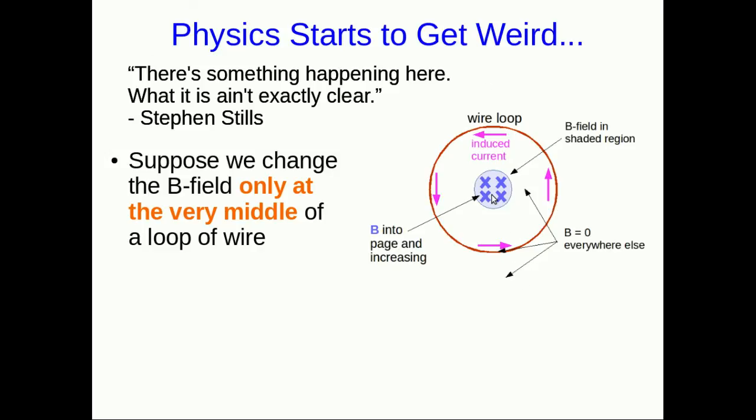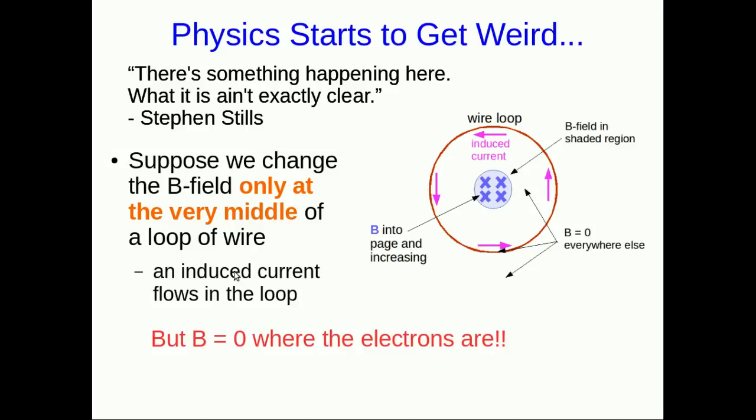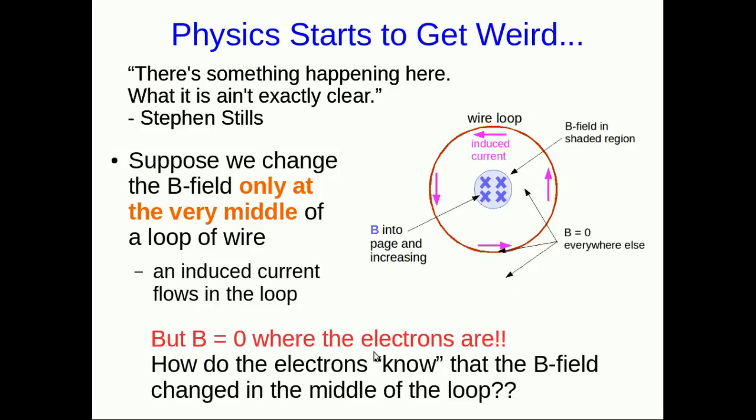Okay, except think about that. That B field is only in here. B is 0 out here at where the loop is, which is where the electrons are. How the heck do the electrons know that the B field in here is increasing so that they know that they should flow? We've got something spooky happening where by changing the B field here, we're able to have sort of an action at a distance on the electrons in the loop. Well, in fact, we aren't, but it's going to take a little bit of explanation to see what's actually going on here.